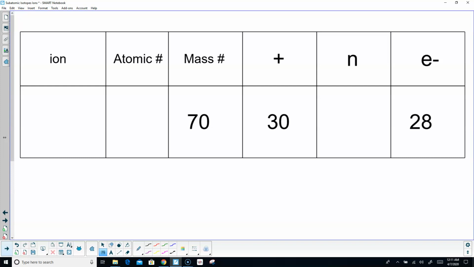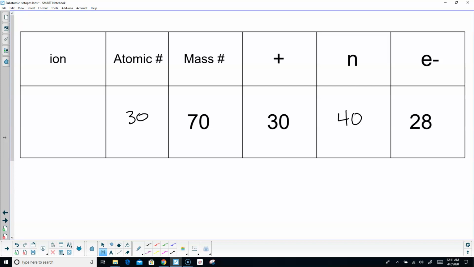This one, okay, we see we have an atomic number of 30 because protons and atomic number are the same. So I'm going to put 30 here. What magic number for neutrons plus the 30 protons is going to give you a mass of 70? Well, there must be 40 of them. Okay, 30 and 40 is 70.